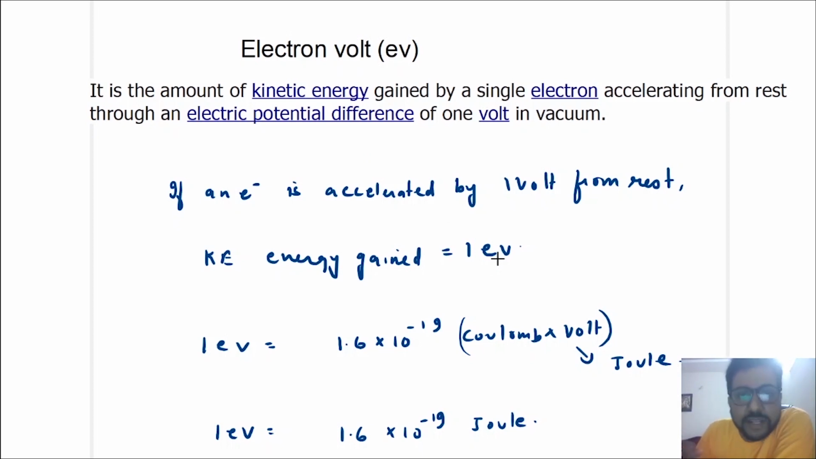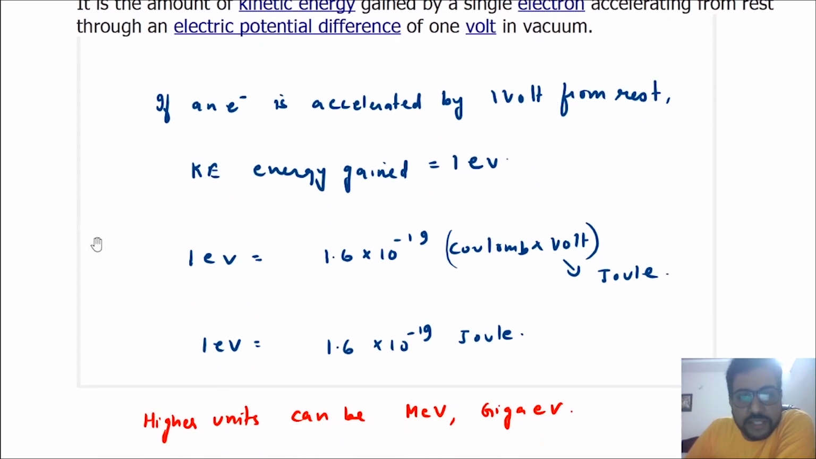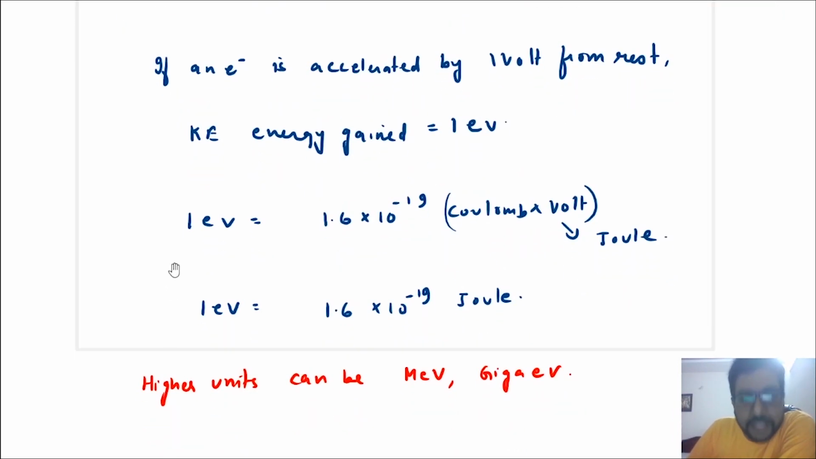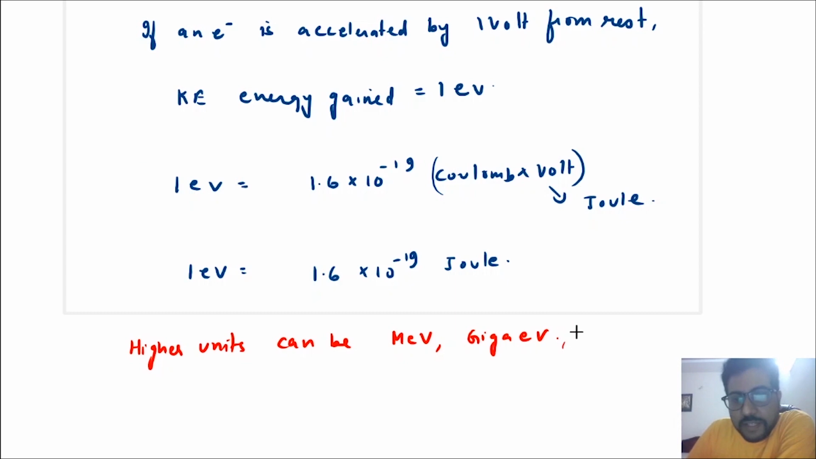as 1 electron volt. Now the charge of 1 electron is 1.6 × 10^-19 coulomb, and coulomb into volt is joule. So 1 electron volt is 1.6 × 10^-19 joule. Higher units of energy can be mega electron volt, giga electron volt, or kilo electron volt.